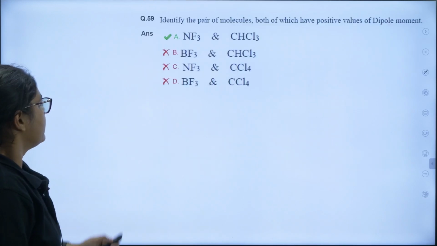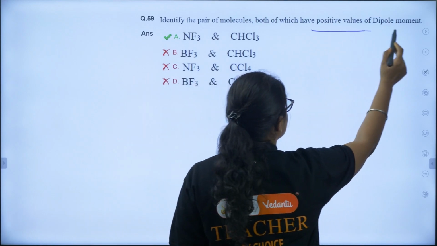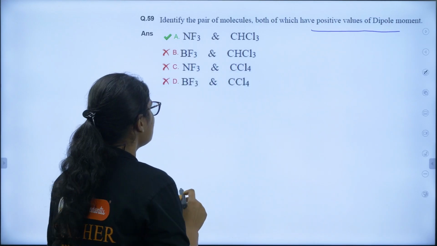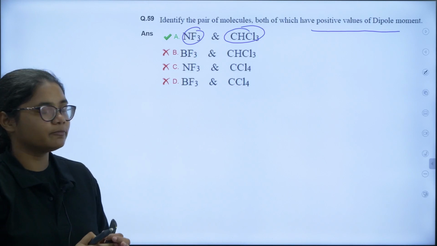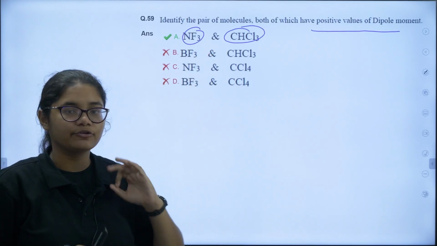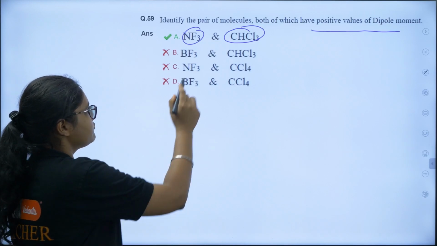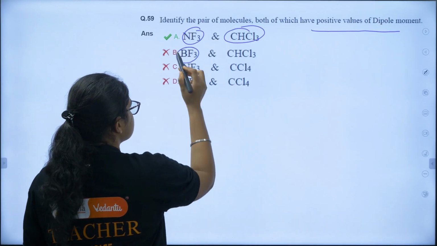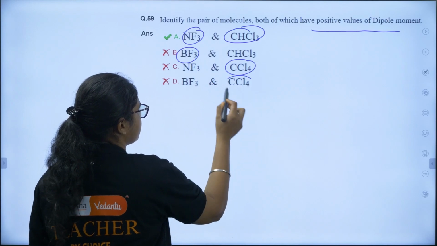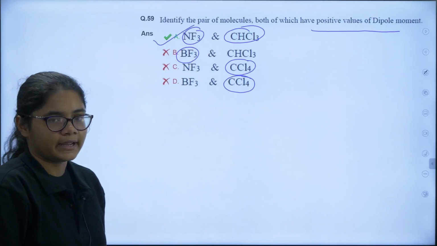Okay. Next one, identify the pair of molecules both of which have positive values of dipole moment. So NF3 and CHCl3 both have positive dipole moment. CHCl3, because there is 1 hydrogen and 3 chlorine, the net dipole moment will not get cancelled. And NF3 has a lone pair, so that is why also it is a pyramidal shape. In this one, this is having 0 dipole moment, this is 0 dipole moment, this is also 0 dipole moment. So correct answer will be option number A.